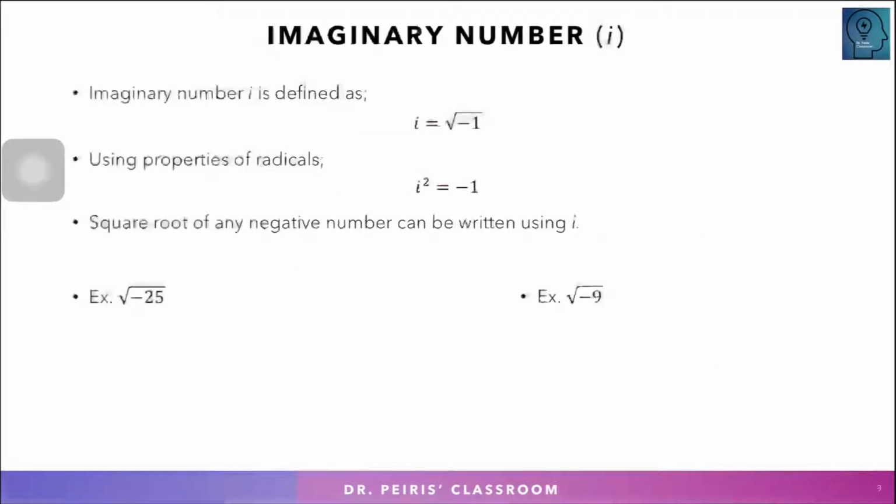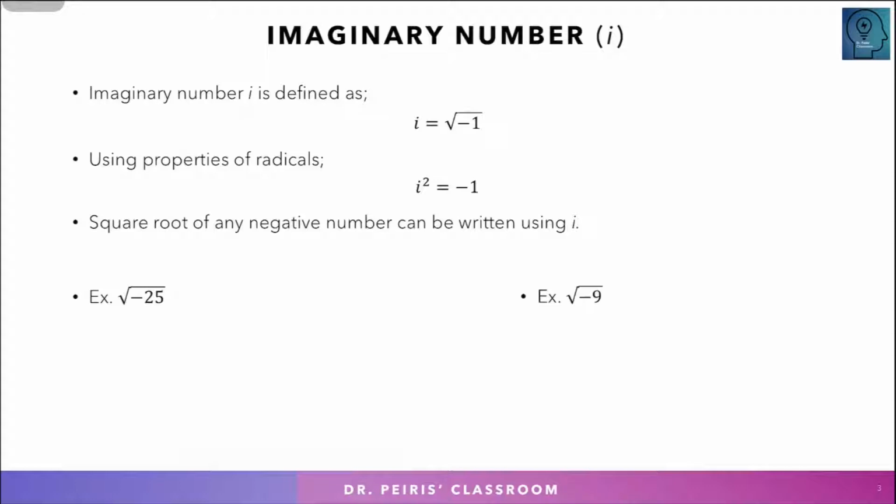The first one is the imaginary number. So what is an imaginary number? The imaginary number is defined as the square root of -1 and it is given the symbol i. So the imaginary number i is equal to the square root of -1. And by using the properties of radicals, you will find that i squared is equal to -1.